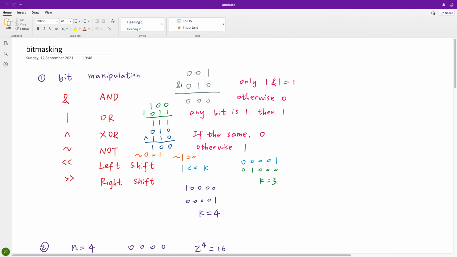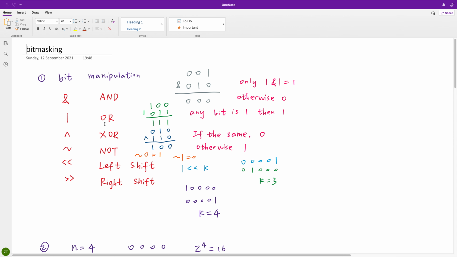If we use AND on these two binary numbers, the result should be 0, 0, 0. Why? Because only when two corresponding bits are both 1, the result will be 1, otherwise it will be 0. So in this example, no pair of binary bits are both 1, so we just return 0.